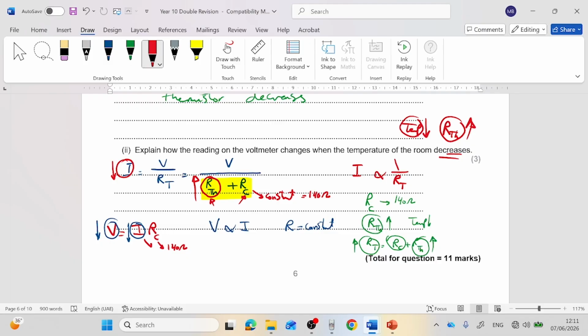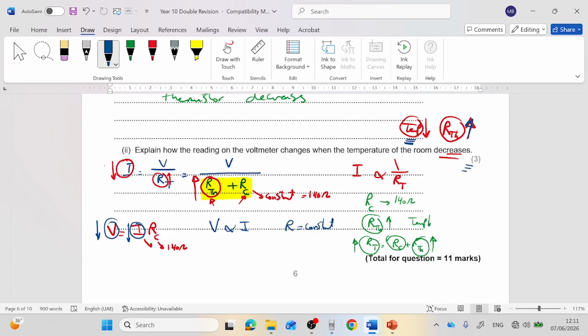Okay, and as the total resistance increases, the total current will decrease. So how can we write the answer? To save time, I will just say it, and you can write it after me. You will say, as the temperature of the room decreases, the resistance of the thermistor increases. So this is the first part. This is the first point, because this is a 3-mark question.